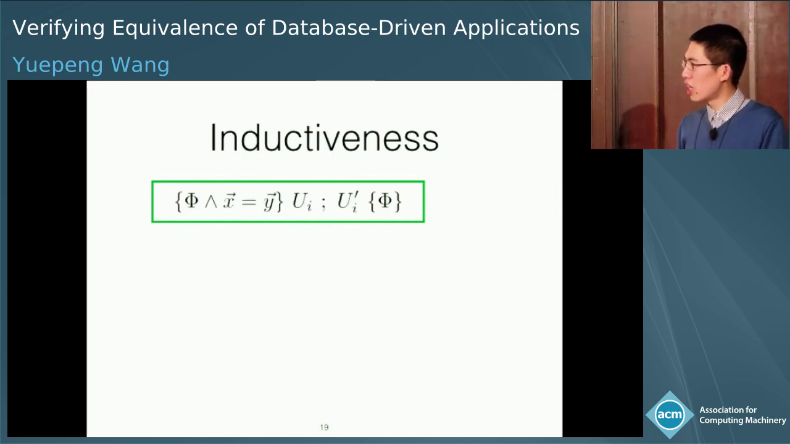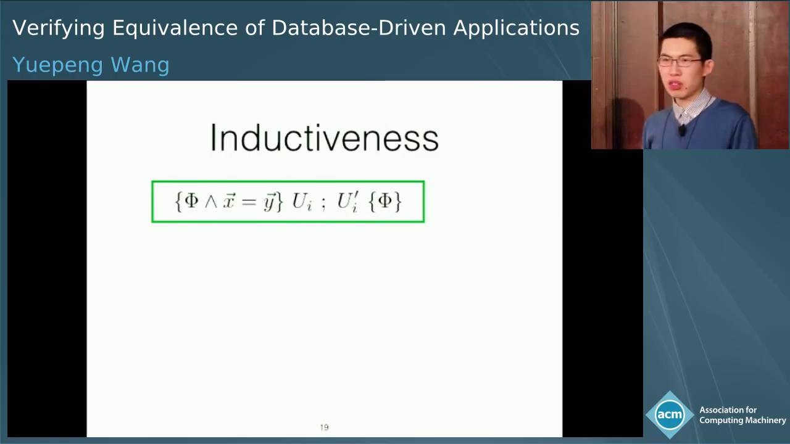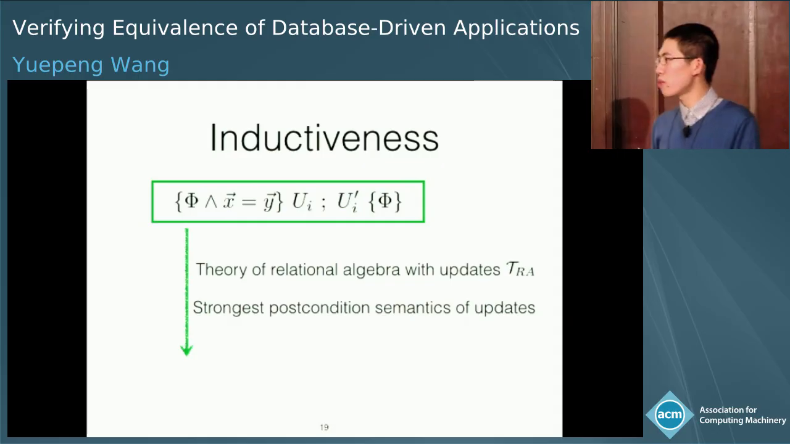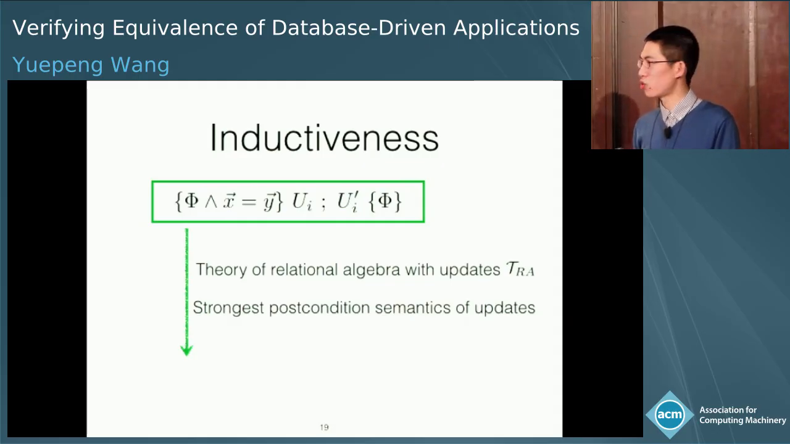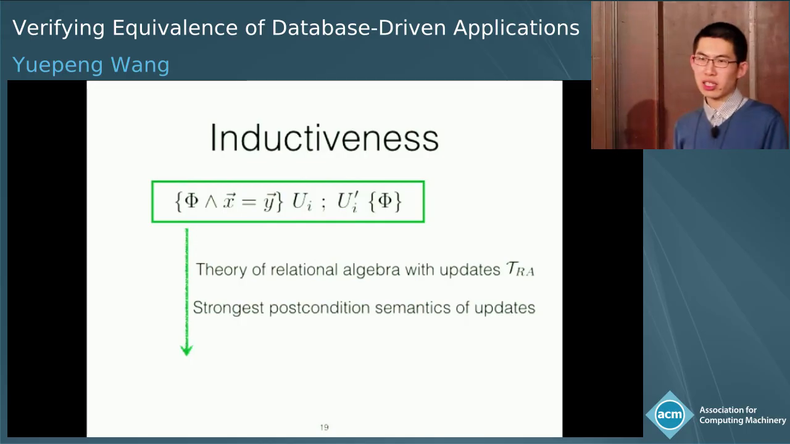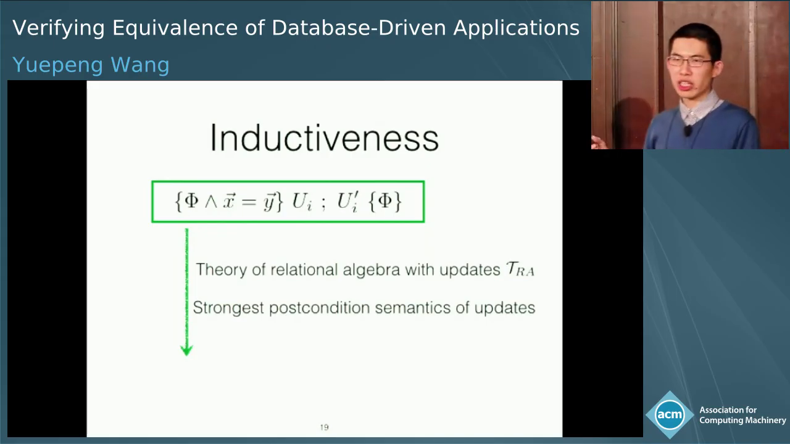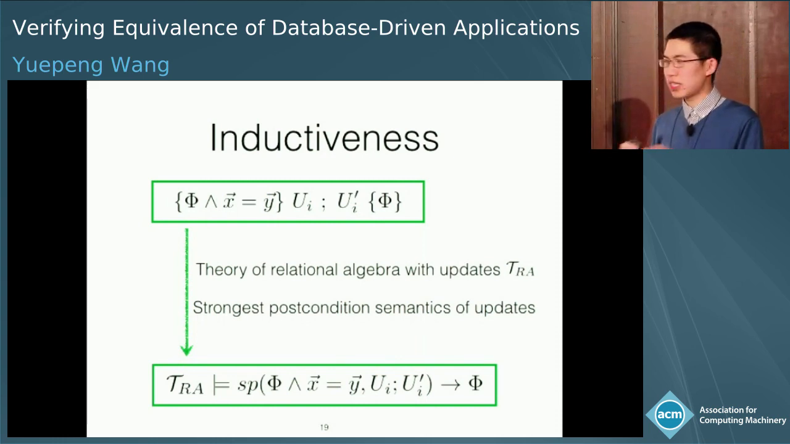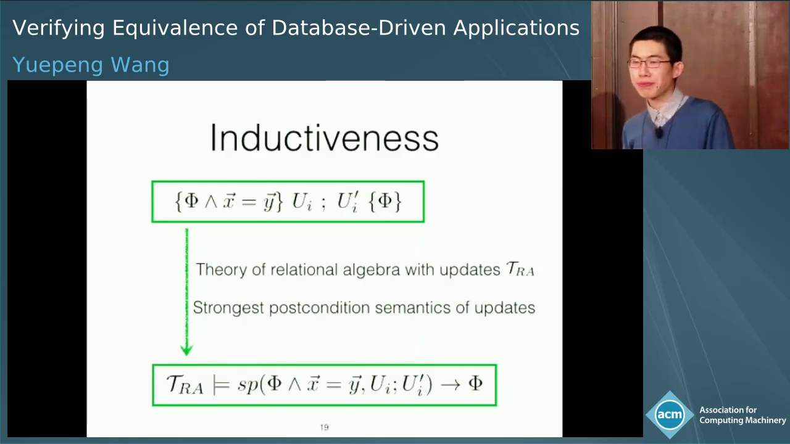Also, consider the candidate invariant phi. We need to check if it's indeed inductive. Otherwise, we don't know if it's a valid invariant. So similar to sufficiency checking, we also use the same first-order theory to encode the constraints and transactions. But in addition to that, we develop a strongest post-condition semantics of all the update operators. Then the validity checking of this whole triple boils down to checking this formula that involves the strongest post-condition is TRA valid using SMT solvers.